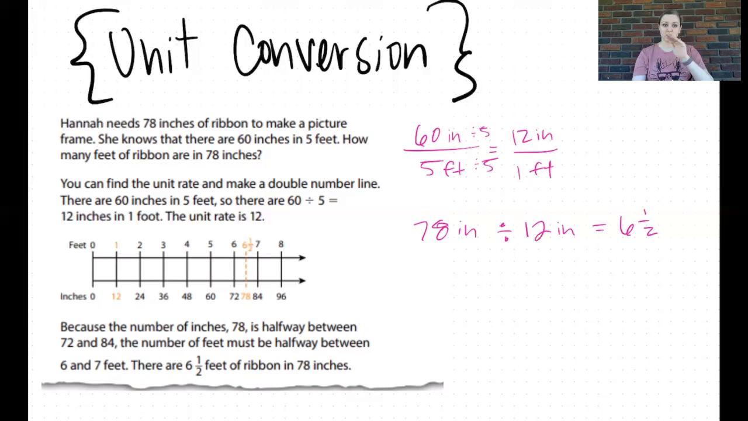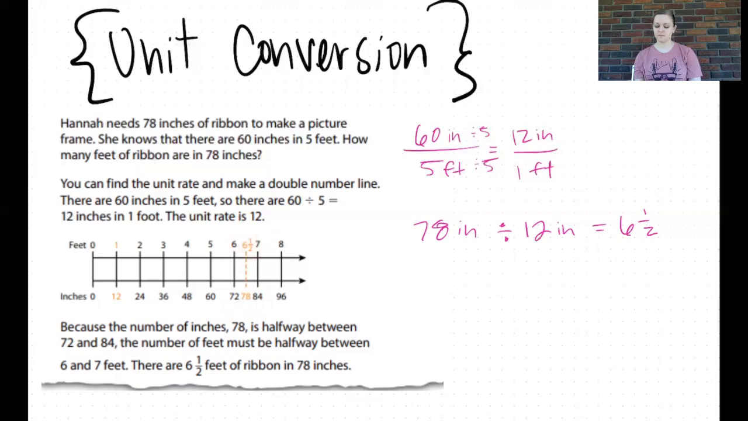Or they can count by 12s like they did here. You use their double number line. Well, in 2, there's 24, 3, there's 36, right? They went up by 1 foot and up by 12 inches. That's how they got it. And they know that in between 6 and the 7 is where they're going to find that 78 inches. You can see that right here between 72 and 84. So they said, well, it's exactly in the middle of 72 and 84, so it must be exactly in the middle of 6 and 7, which is how they got the 6 1/2.